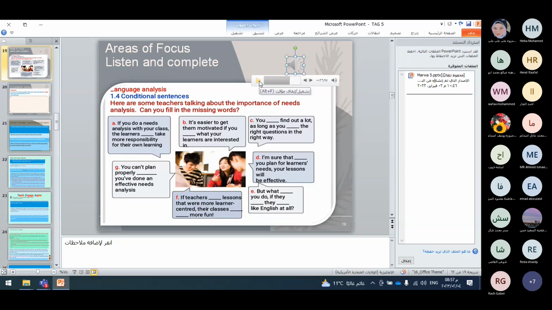If teachers. They said they didn't like English at all. T if teachers gave lessons that were more learner centered, their classes would be more fun. Again, you will listen to this part again. T if teachers gave lessons that were more learner centered, their classes would be more fun.